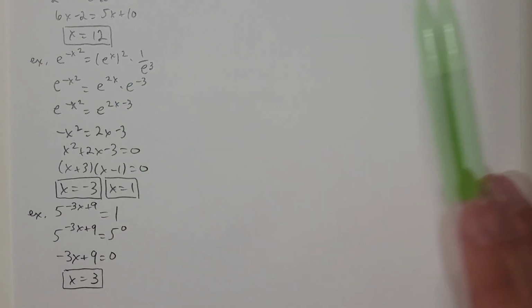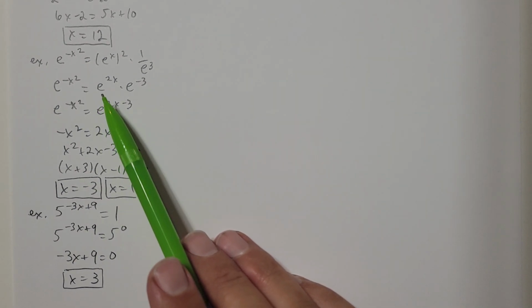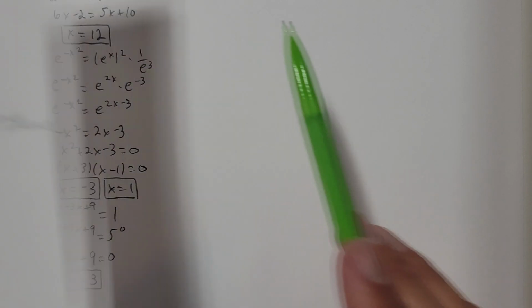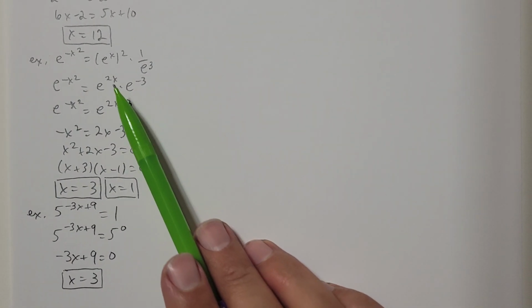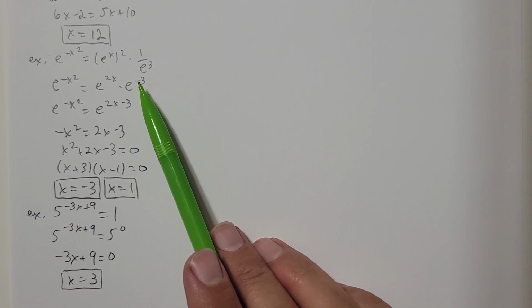Let's try another one. So what if I had the equation e to the power negative x squared equals e to the x squared times 1 over e cubed? E meaning the number e that we talked about in the last video. So, well, I want to solve for x. Now, e to the x squared, again, using law 3, I'm supposed to multiply the powers. So that's the same as e to the 2x. Times 1 over e cubed, that's the same as e to the negative 3rd power.